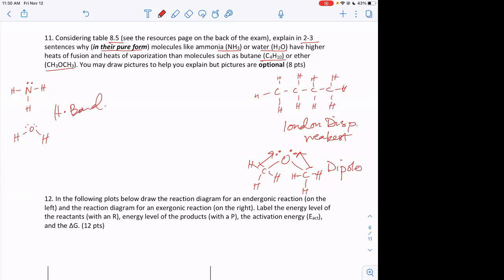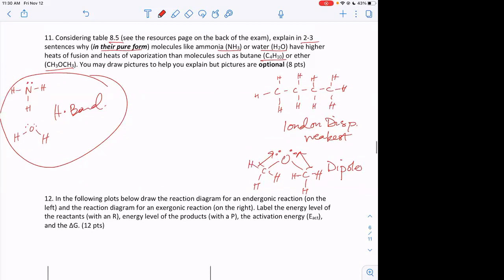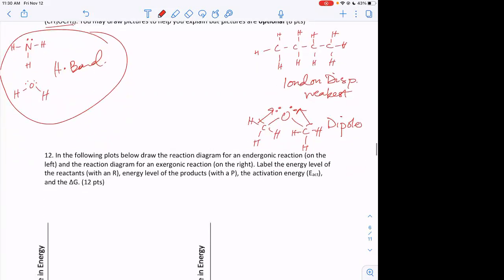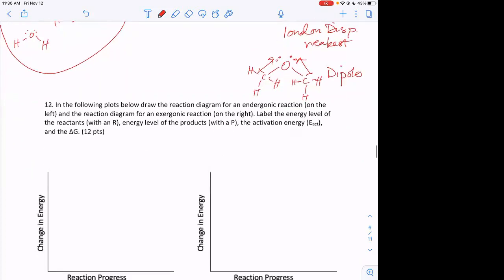So I needed you to tell me both kinds. If you only told me these can hydrogen bond, but you didn't tell me the other kind have these intermolecular forces and those are weaker, then I counted off a few points. Okay. And if you didn't assess intermolecular interactions at all, you didn't get any points for this problem. Even if you drew great pictures, you needed to assess why heats of vaporization and fusion are higher.